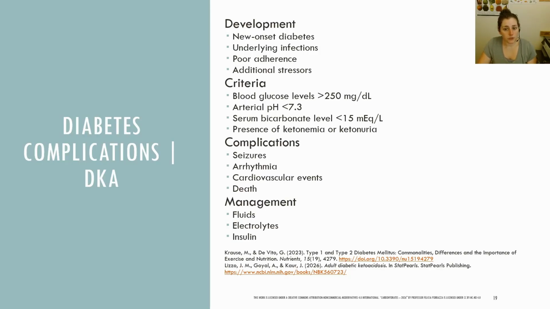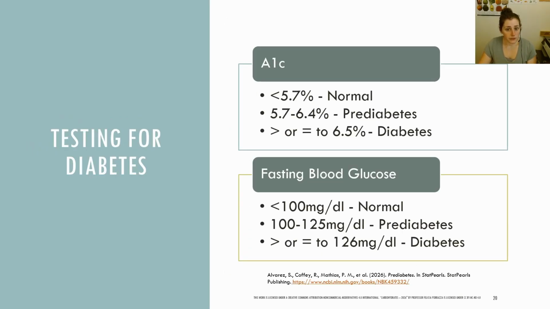Hypokalemia is commonly associated with hypomagnesemia. Repletion of both potassium and magnesium may be necessary, and improving potassium levels can be challenging until magnesium levels are replenished. Let's review testing for diabetes.